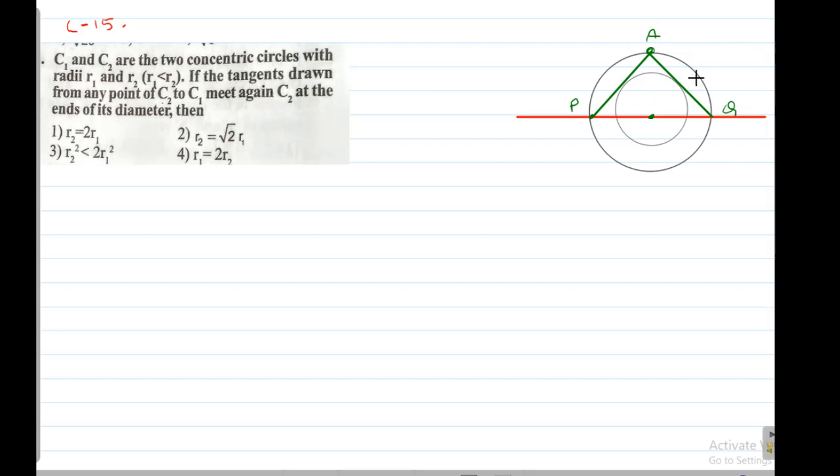So, an interesting problem. This is the center of the circle. Observe, students, this is triangle APQ. So this is a triangle.